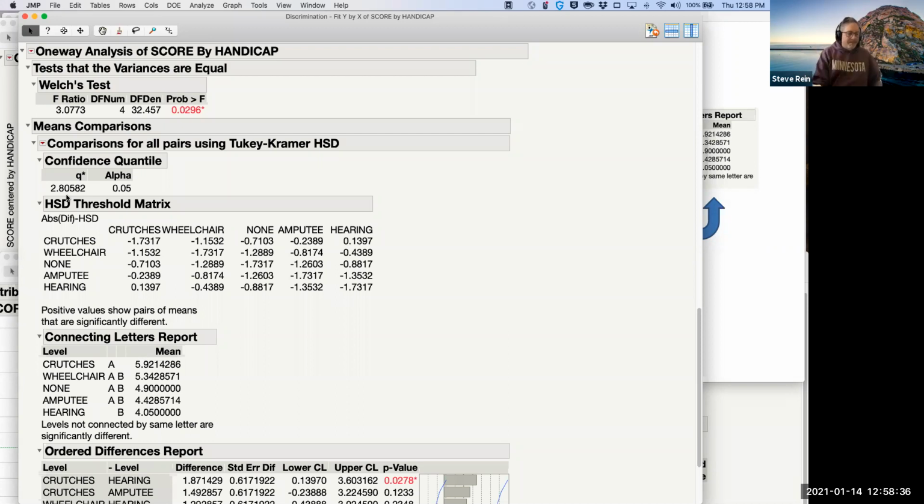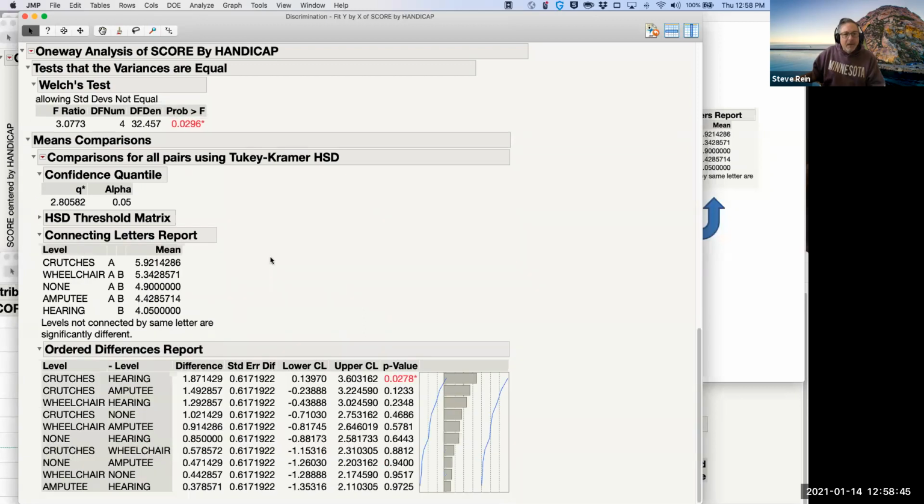Now, if you have the ability to just do that by hand, great. But even better for you, down at the bottom, there's this thing called the ordered differences report. Our textbook authors say the largest possible difference is Crutch minus Hearing, with a difference of 1.87. Second largest difference, third, fourth, all the way down through the smallest possible difference. And they're ordered positively. So the Crutch group is larger than the Hearing group by 1.87 in our sample. Crutch is larger than Amputee by 1.5. Amputee is larger than Hearing by 0.38.